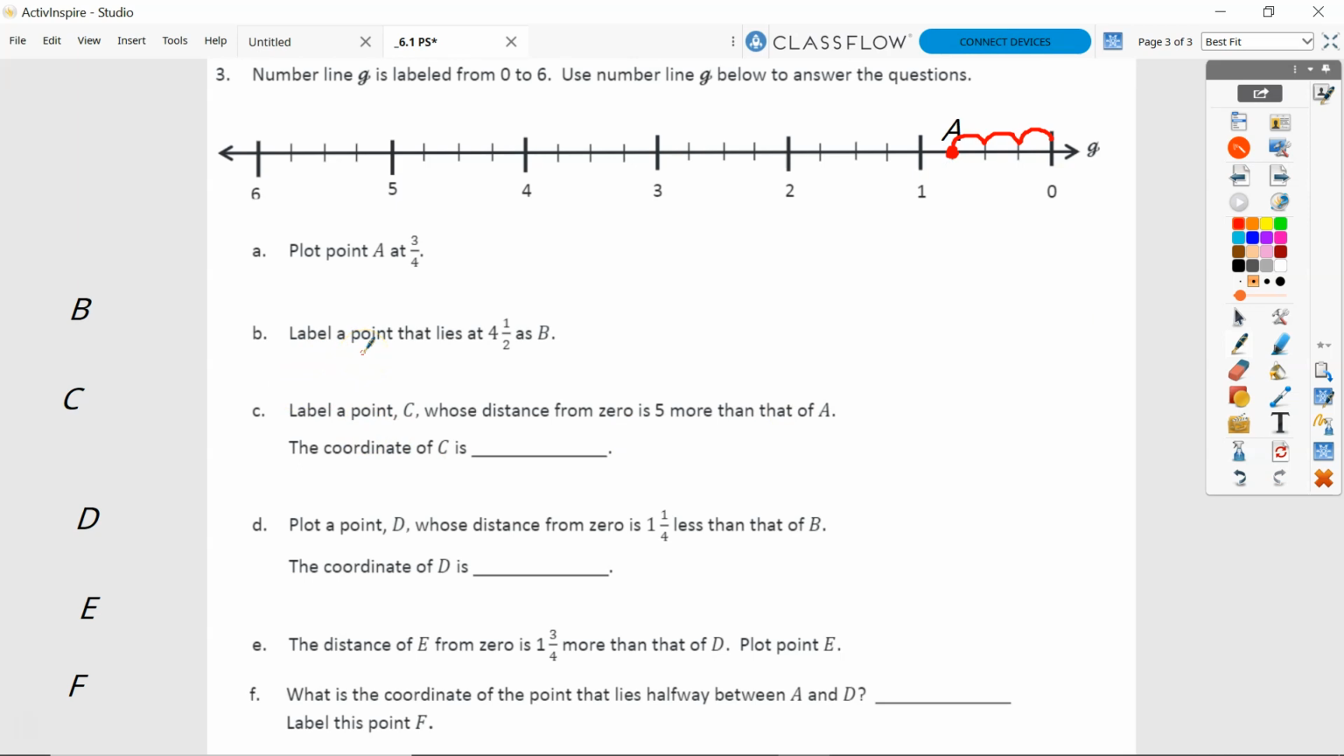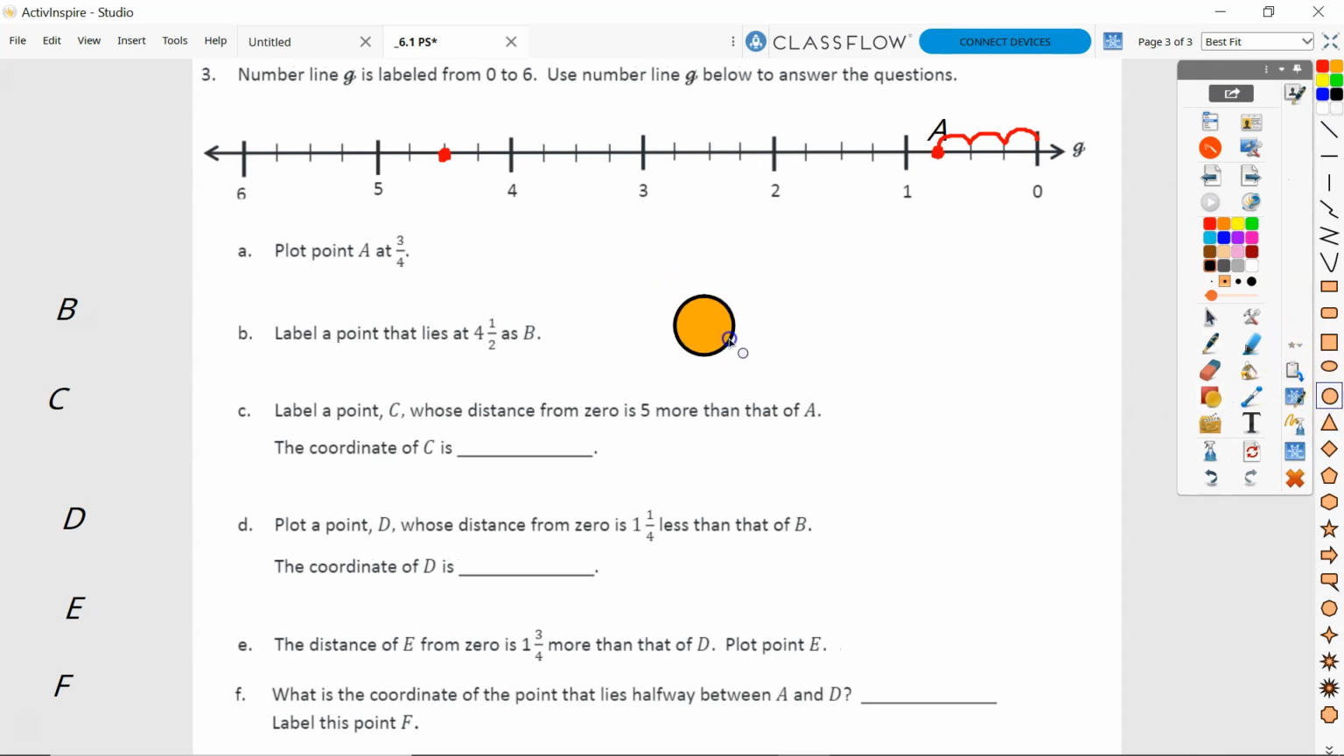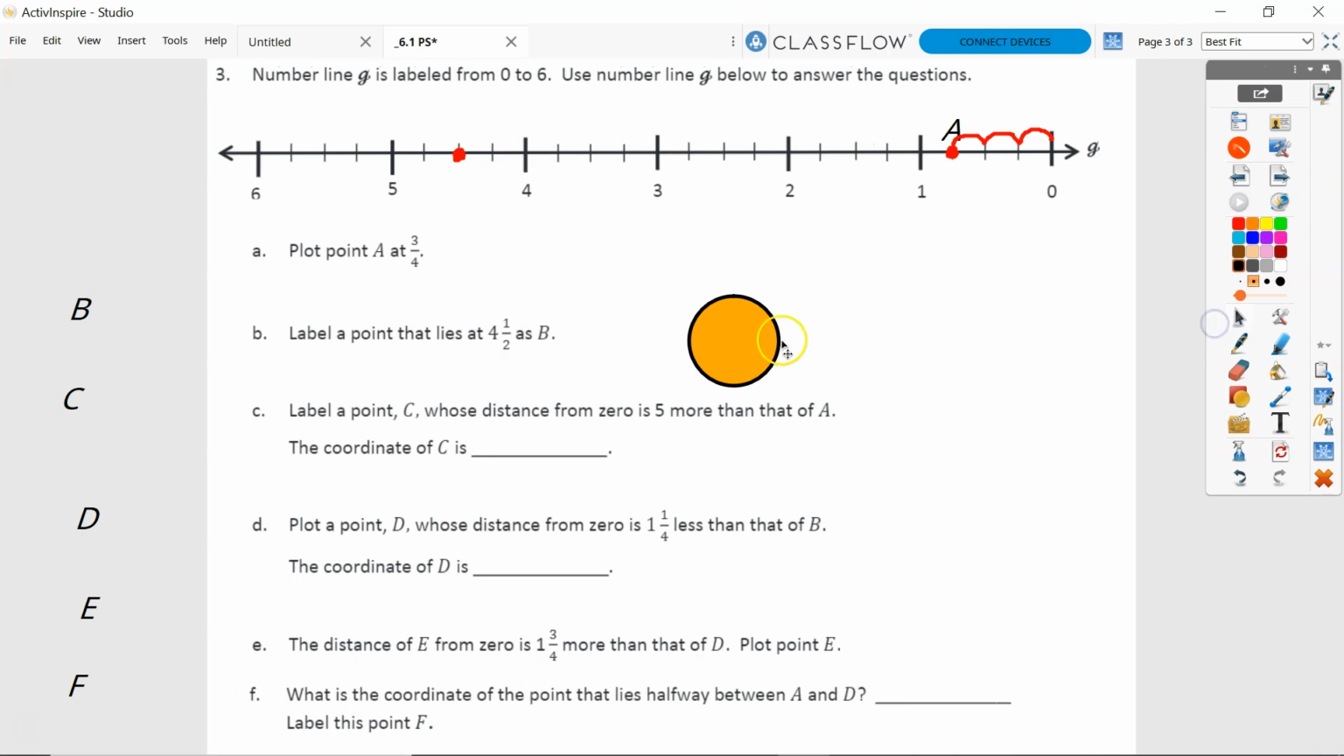All right, now it says label a point that lies at 4 1/2 as B. So we know that 4 is here. 4 1/2 is going to be directly in between 4 and 5. They don't have half marks, so we also have to know that 4 1/2 is equal to 4 2/4, right? Think about if we had 2 pizzas, all right? And pardon the orange cheese on the pizza. But if we had 2 pizzas, one of them was split into halves here.